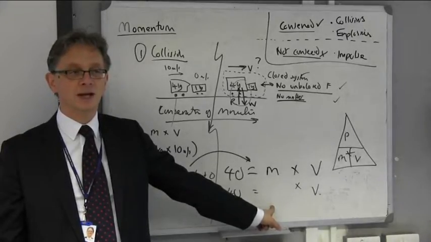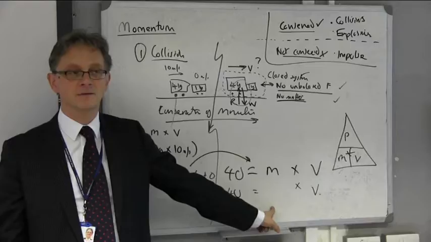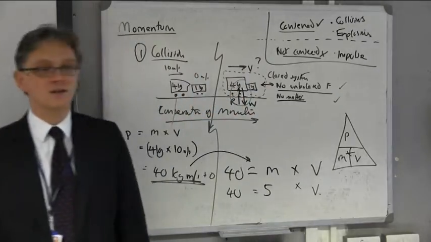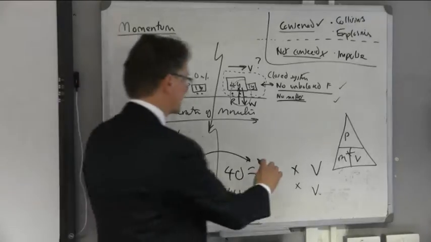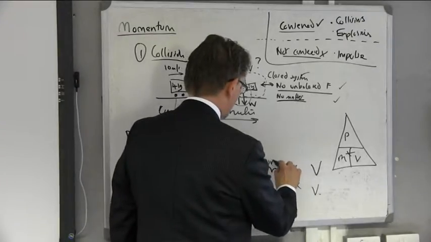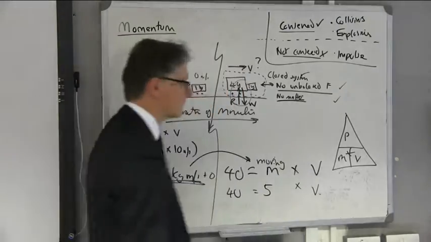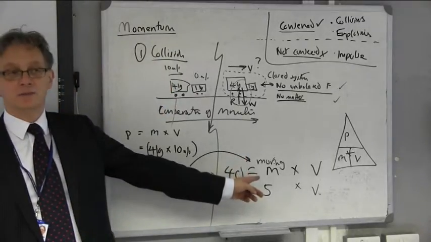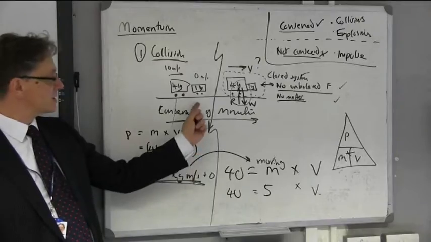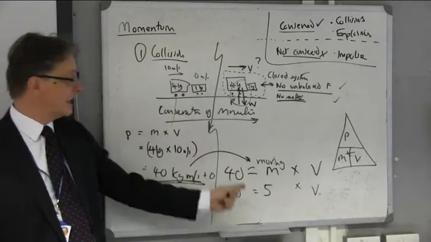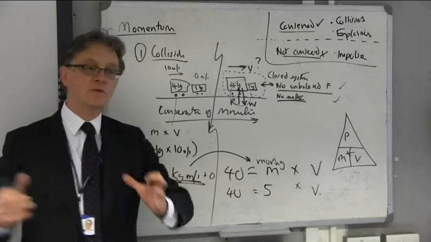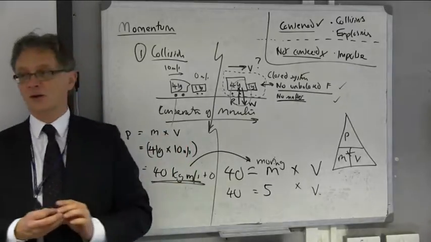What number goes in here now? Look at the picture. It's 5, isn't it? All right. You've now got a mass of 5. I like to think of it in momentum questions, it's not the mass, it's the moving mass. This mass doesn't really come into the question. All right. Now, how much mass have you got moving? Look at the picture. You've now got 5 kilograms moving along.